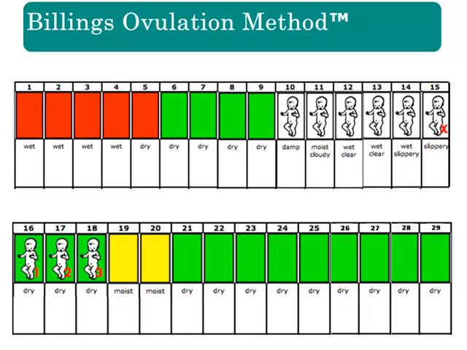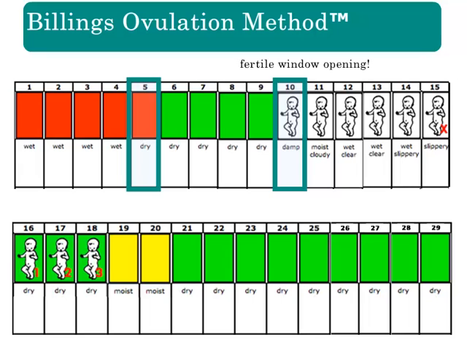It is important to note that the number of bleeding days, dry days, and days of mucus buildup may vary. In this example, after menses ends on day 5, estrogen is low and the woman will probably feel dryness at the vulva. As estrogen levels rise, her sensations at the vulva will change, usually from dry to damp on day 10 here. This indicates that her fertile window is opening.